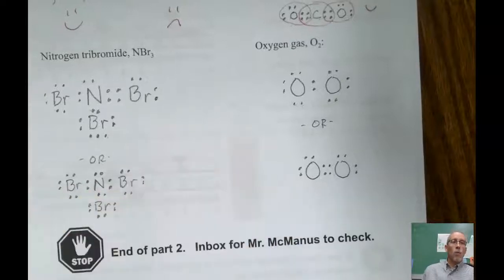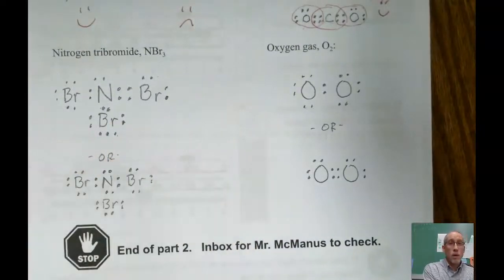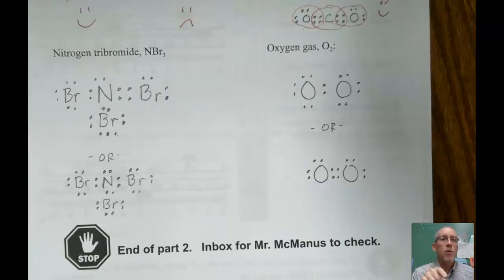Okay. All right. Why don't you try this? I'm going to pause the video here for a minute, or you can pause the video and check out the nitrogen tribromide and the oxygen gas. That's 2 atoms of oxygen bonded to each other. See if you can figure out which of the arrangements in each case actually works, okay? Then restart the video, and I'll give you the answers, all right? Try it on your own first.